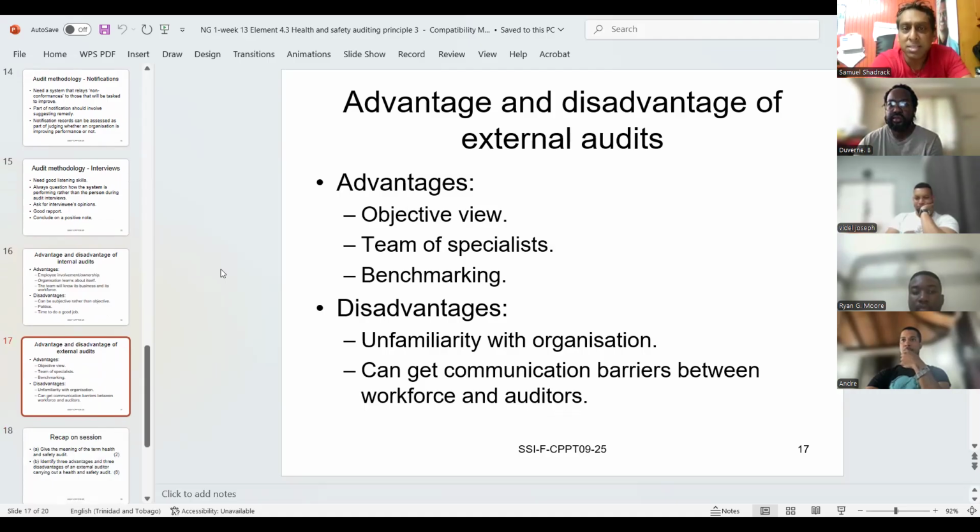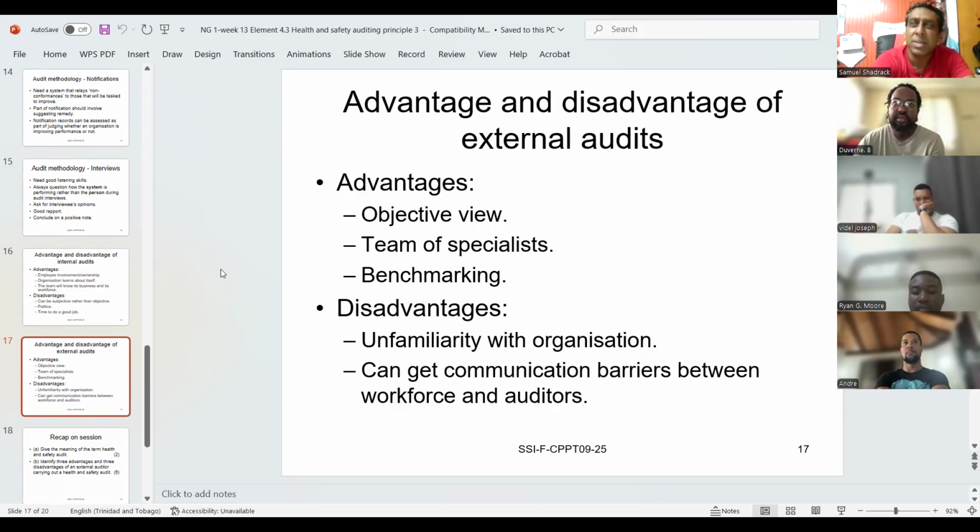External audits are normally done by external consultants and bodies. The person is more objective. They can say what they want to tell you. They have nothing to fear. It could be a specialist, and most of them are specialists, and they set a higher benchmark because they can benchmark your company against how it should be in the industry, not how it should be in your company, right? The disadvantage is that they will be unfamiliar with your organization.